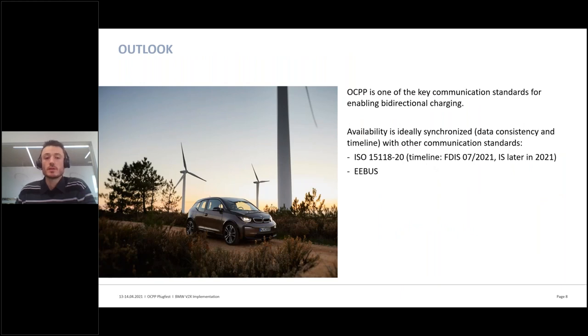So to conclude, as you can see, we can send all the data we need for the V2X use case through the OCPP communication with the V2X extension. So for us, it's a key communication standard for bidirectional charging. Nevertheless, to accelerate the time to market, it would be perfect if it is synchronized with other communication standards, and especially the ISO 15118-20 that will come this year.